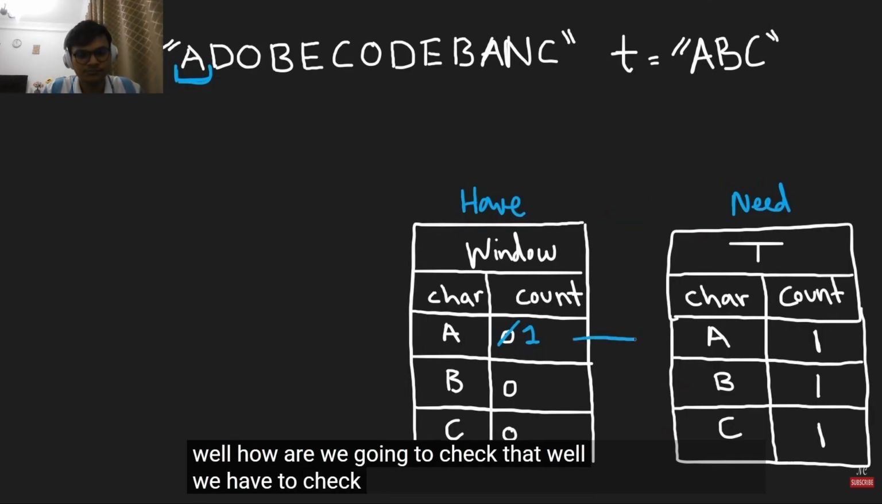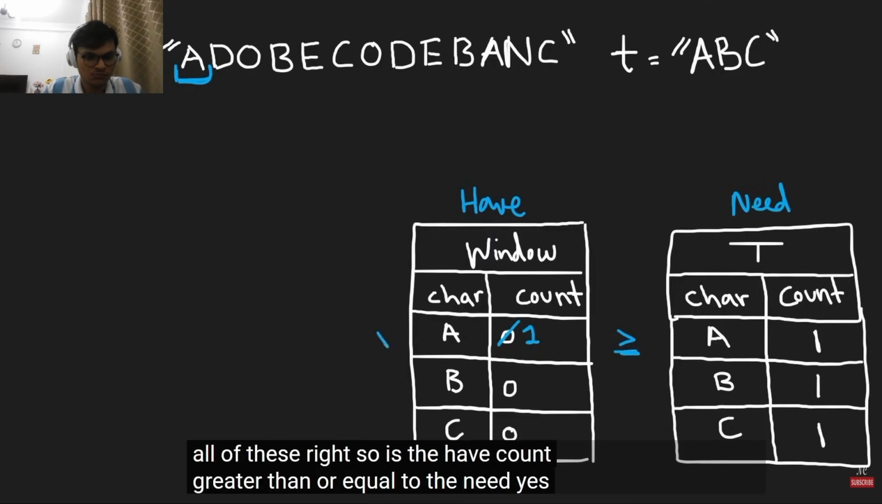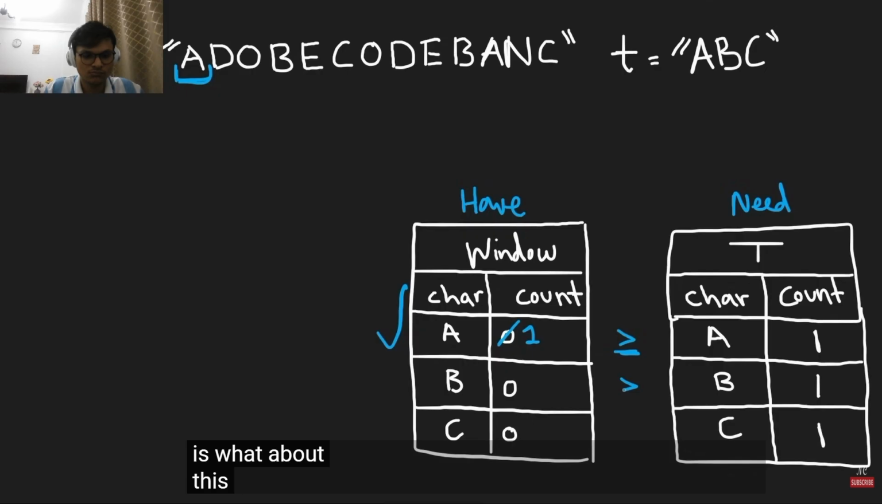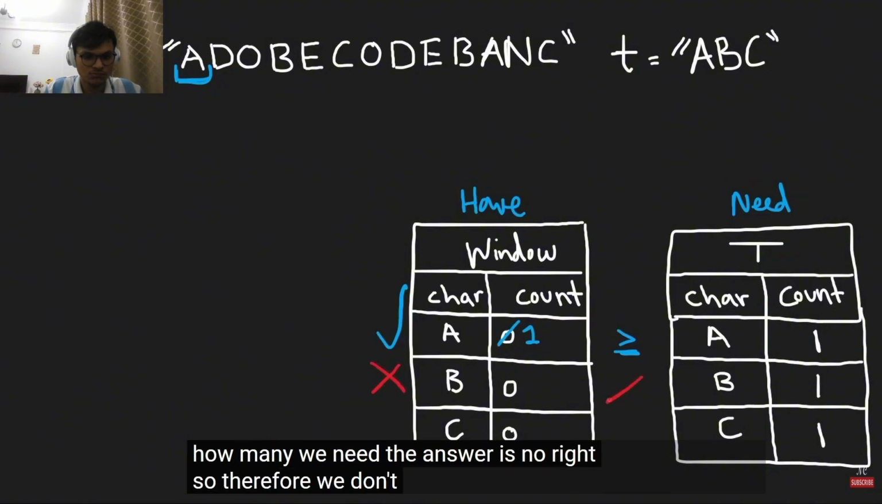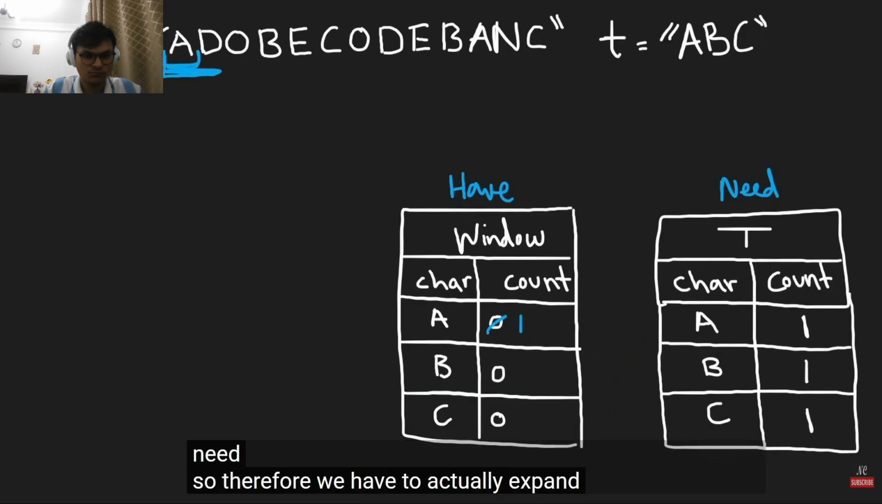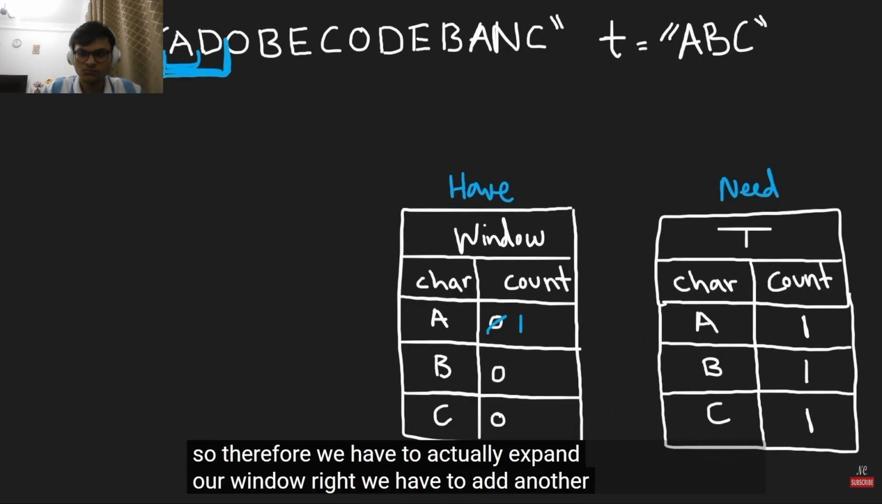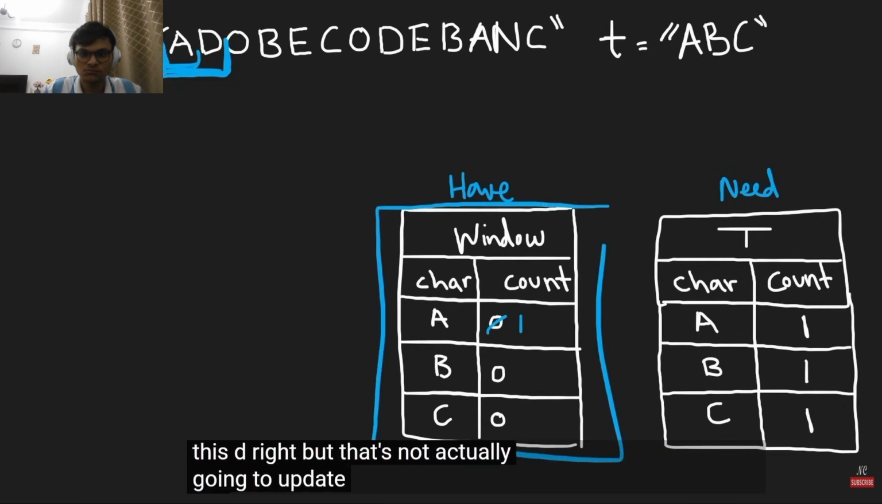How are we going to check that? Well, we have to check all of these, right? Is the have count greater than or equal to the need? Yes, it is. What about this? Is the B count greater than or equal to how many we need? The answer is no, right? So therefore, we don't have how many we need, so we have to expand our window. We have to add another character, this D, right? But that's not actually going to update the window because we don't need it.